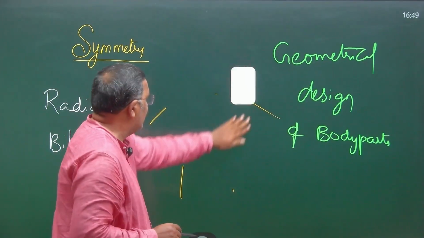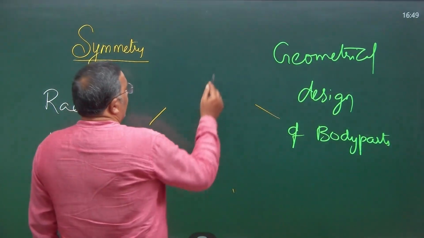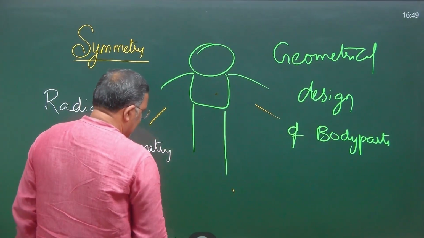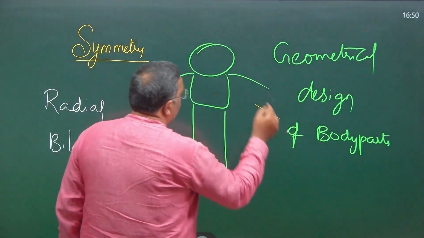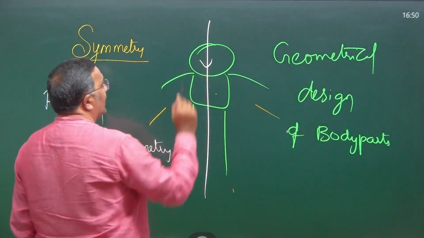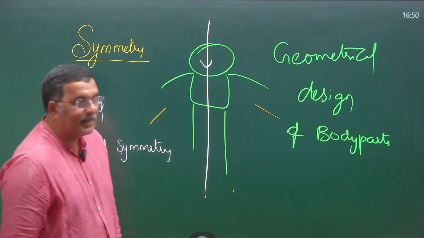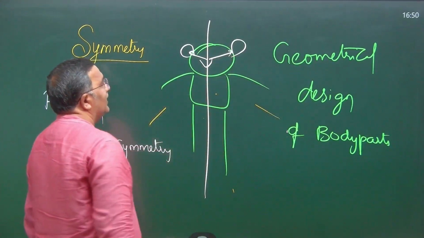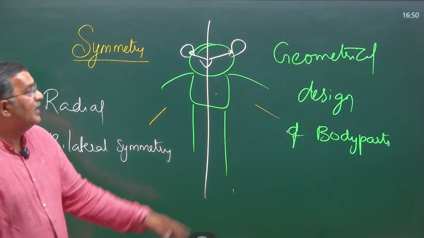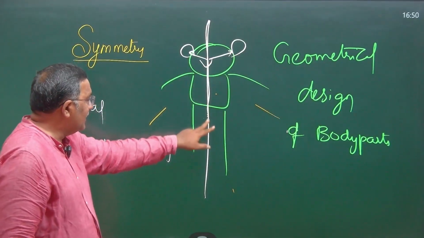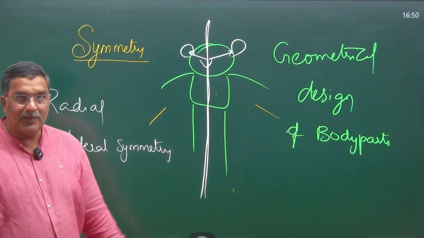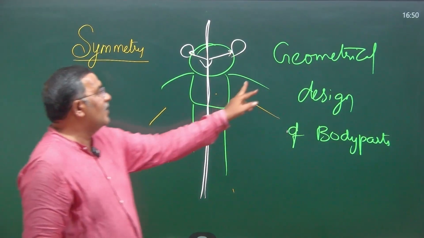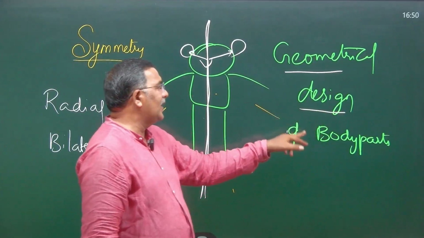Let me draw it once again. As I said to you, this is the human being, and let's draw an imaginary line. A single organ is on the axis. If they are paired, they are on either side of the axis, equidistant from the middle line. What is this middle line? That we will come to know when I start symmetry. Just we should understand what is a geometrical design of body parts.